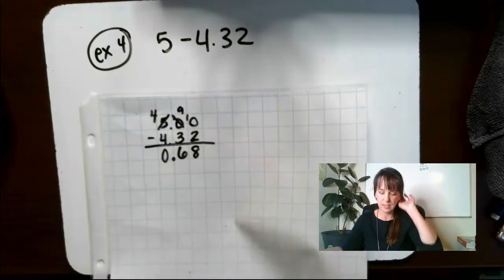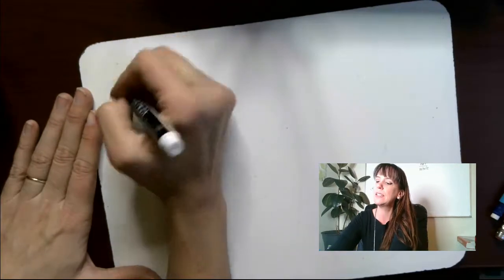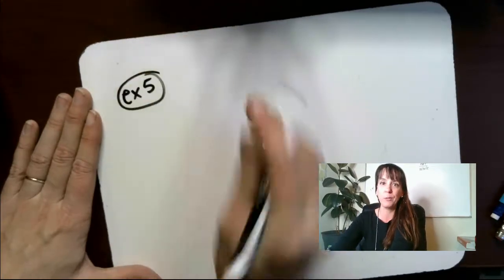68 hundredths. All right, let's talk about multiplying decimal numbers. Example number 5. Now this one, multiplying and dividing, it doesn't matter if you line up your decimals.